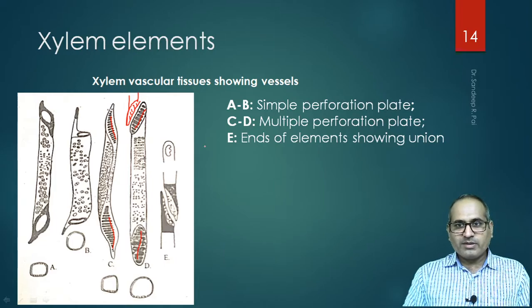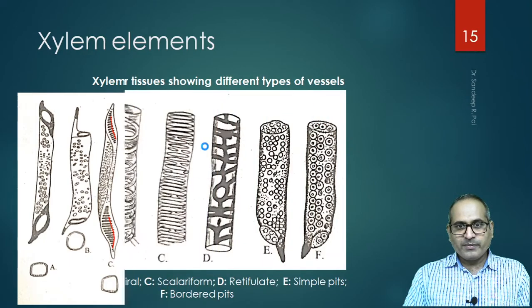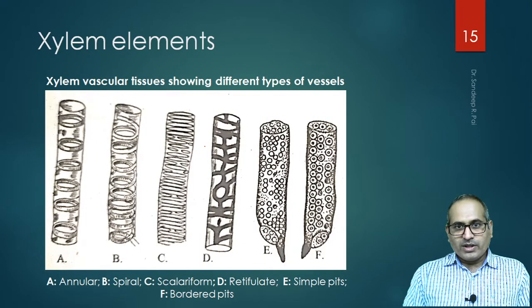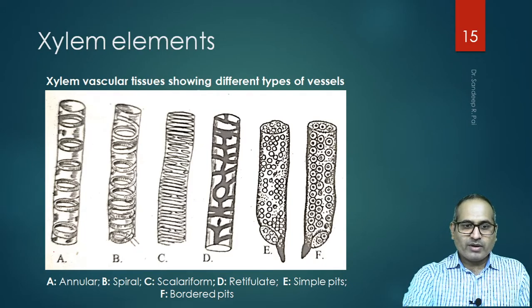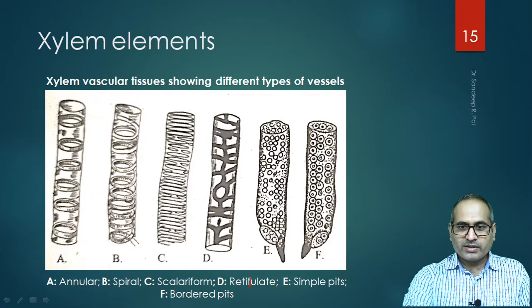So this is how the arrangement of xylem vessels are there in plants. Xylem vascular tissues showing different types of vessels. The types of vessels we have learned earlier are A, annular, B, spiral, C, scalariform, and D, reticulate. Pardon the spelling mistake, it's reticulate.